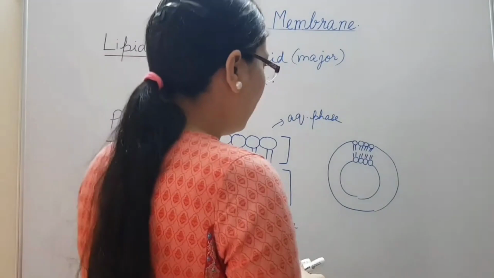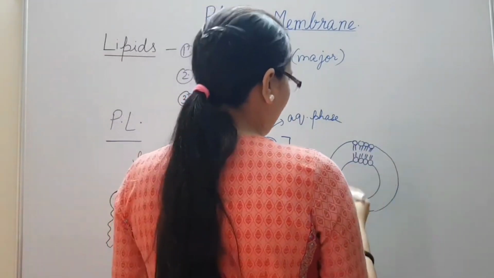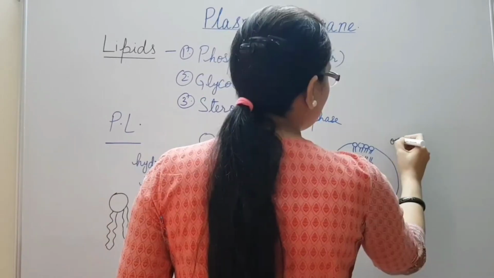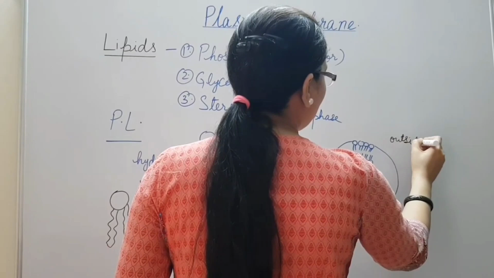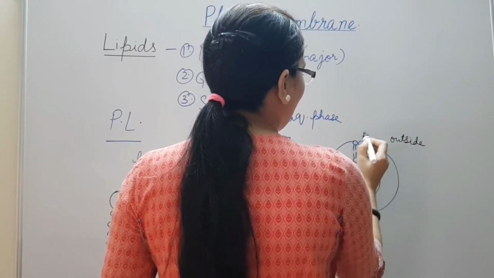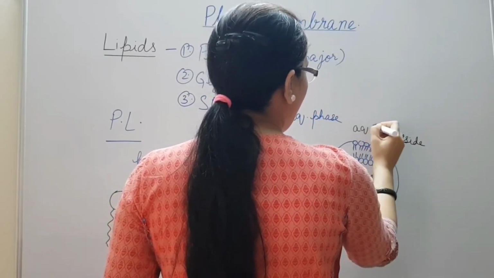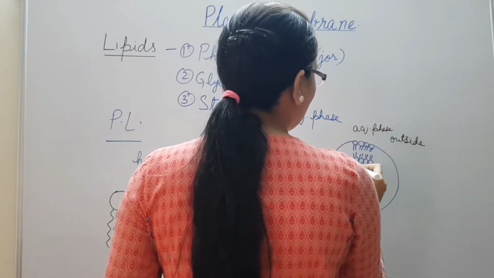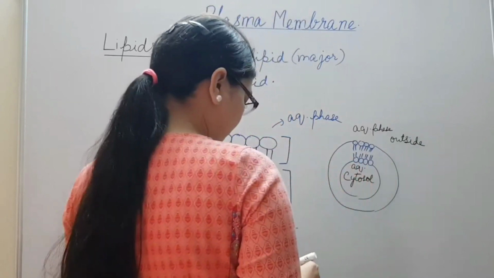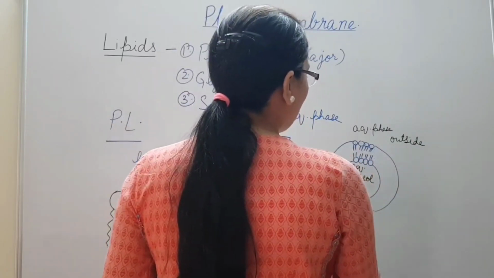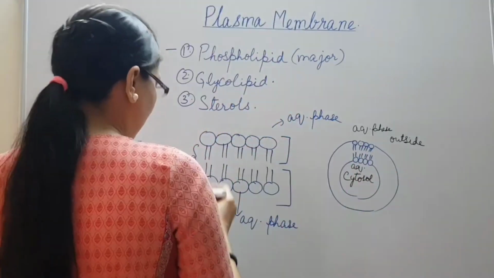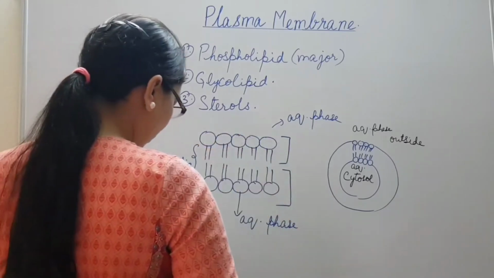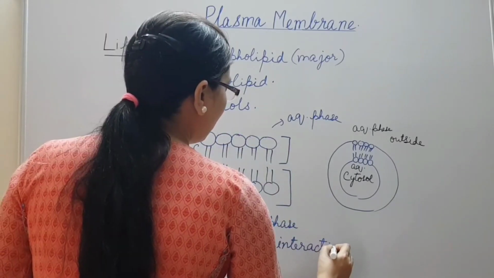It means that suppose this is the cell, this is cytosol, and this is the outside region. So this polar head is facing the outside aqueous phase, and this one is towards the inside. This is also aqueous phase, and these tails form the hydrophobic interior of the plasma membrane. The force that holds these two phospholipid layers is the hydrophobic interaction between the non-polar tails.